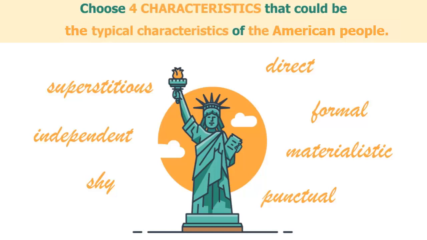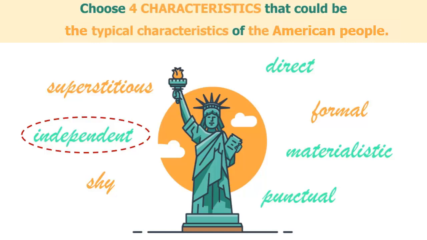Since the United States is a diverse nation which has been influenced by many different cultures, there are some common characteristics among most Americans like independent, direct, materialistic, and punctual. The first characteristic is independent. Do you know the meaning of this word? It means confident and free to do things without needing help from other people. The Vietnamese meaning is độc lập không lệ thuộc.